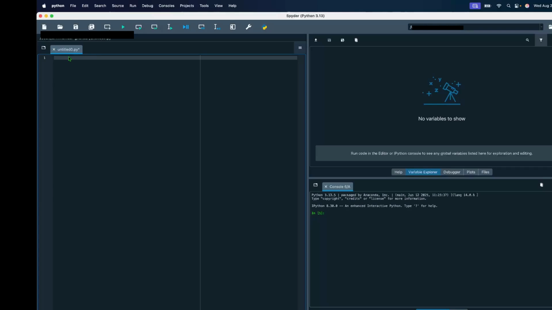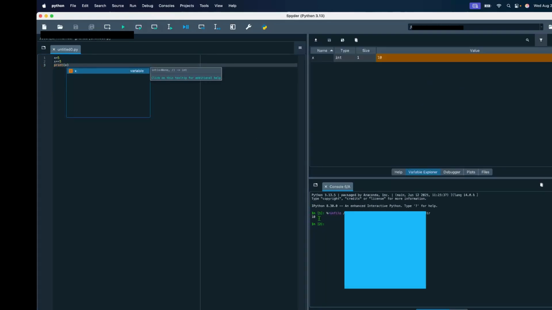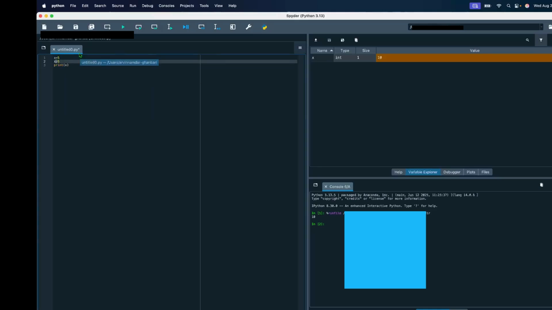So first we have x equals 5. Say x equals 5. Then x plus equals 5. Print x. Okay? And here we see it prints out 10 because 5 plus 5 is 10. We could also use this with the subtraction symbol in front of the equal symbol, and we would get 0 because 5 minus 5 is 0.